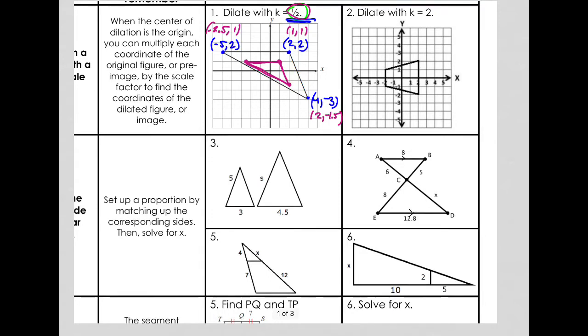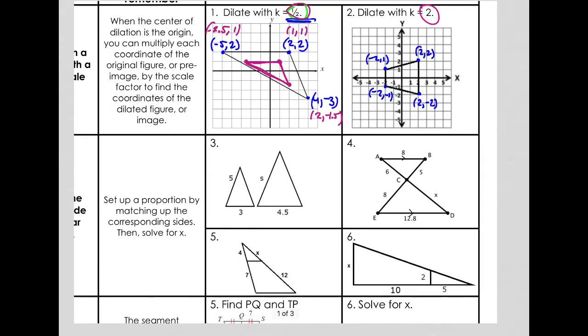So number 2, I see the scale factor is 2. So I'm expecting a figure that's 2 times larger. So first, let me go ahead and write down all the corner points, my vertices of the figure. So we have -2, 1, -2, -1. We have 2, 2, and we have 2, -2. Alright, so those are all the original coordinates.